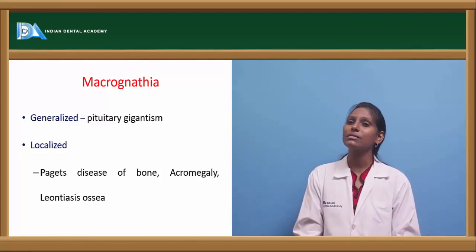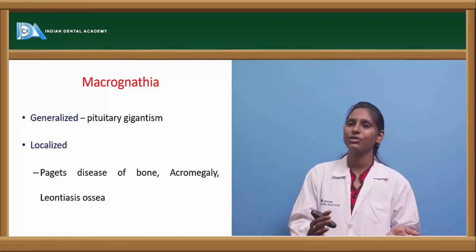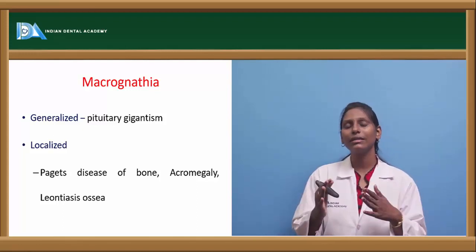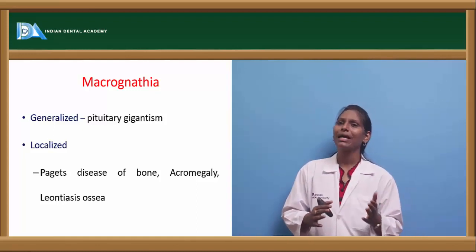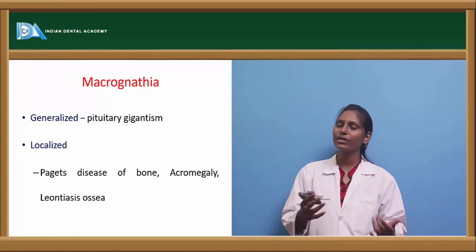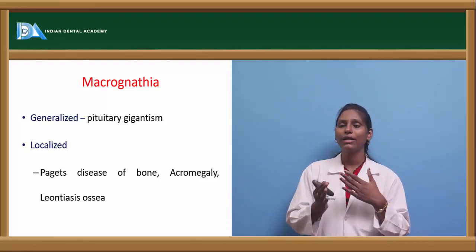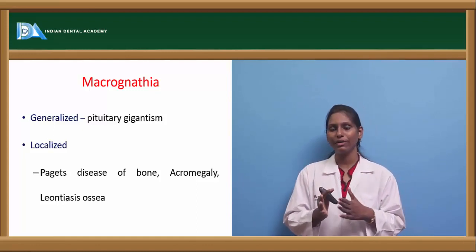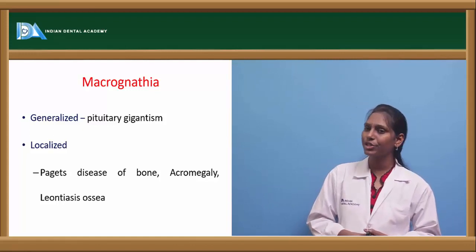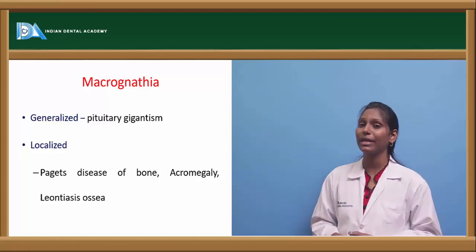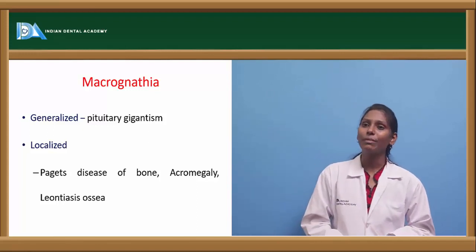The second condition is macrognathia. As the name itself indicates, macro means large and gnathia is jaw. So the jaw is larger in size than normal. This macrognathia can be generalized or localized. Generalized means both the jaws are involved, and localized means any one of the jaws could be involved. Generalized macrognathia is usually associated with pituitary gigantism, where growth hormone excess is seen before the developmental phase, and acromegaly could be seen.